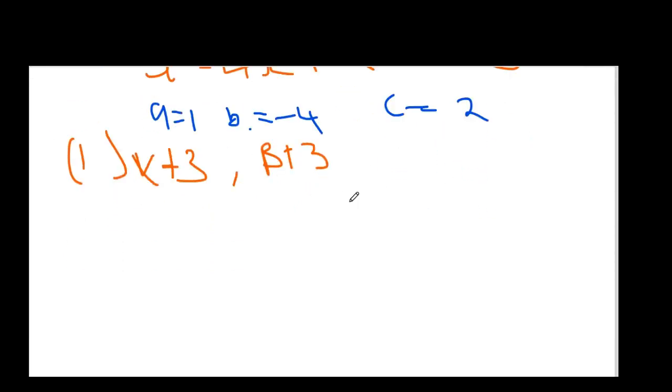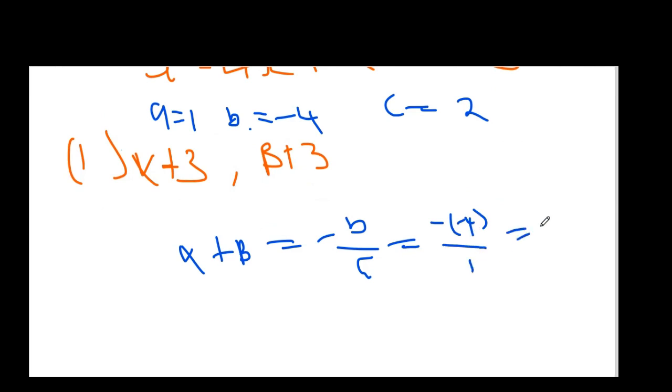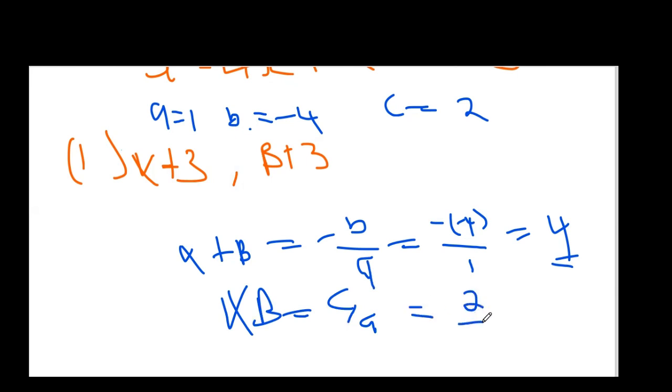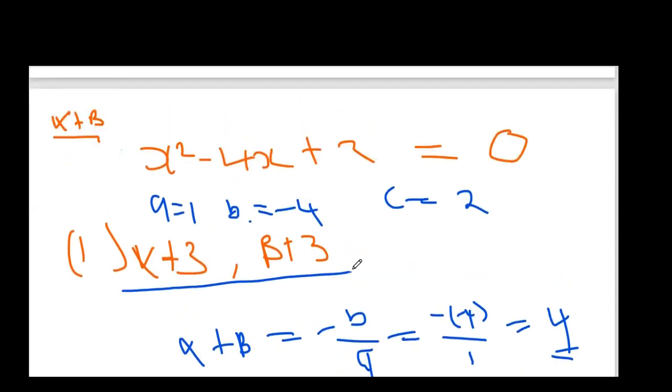Okay, then from those, we know that we can find our alpha plus beta. Alpha plus beta, we said it's minus B over A. So minus (minus 4) divided by 1 will just give you what? Just give you 4. Okay, and then alpha multiplied by beta, we said it's C over A. So you have 2 over 1, which will just give you 2. Okay, so these are our alpha plus beta and alpha times beta. They want us to find an equation now that has these roots.